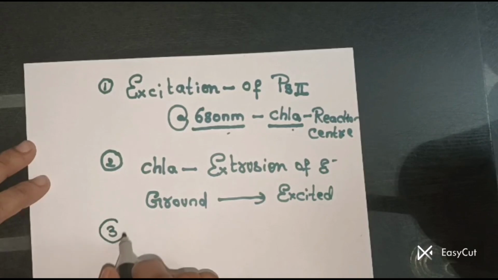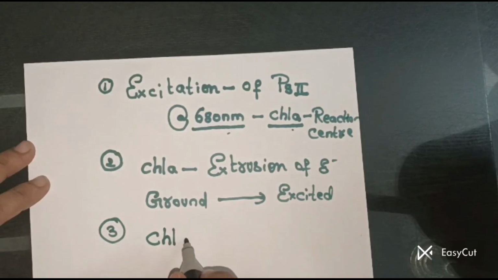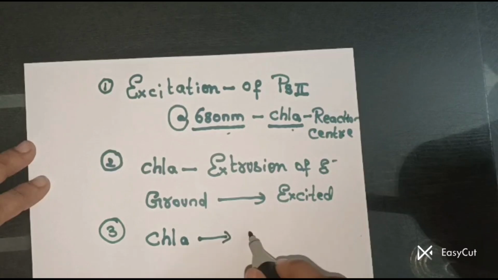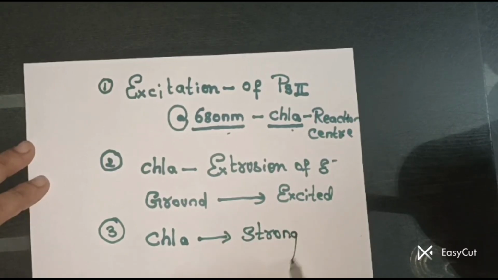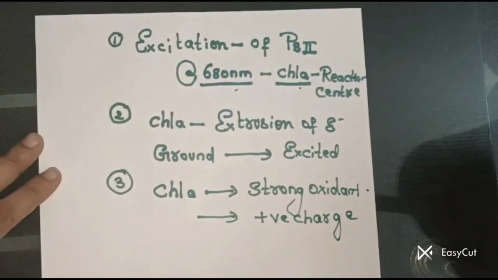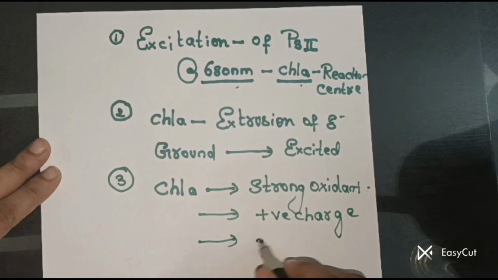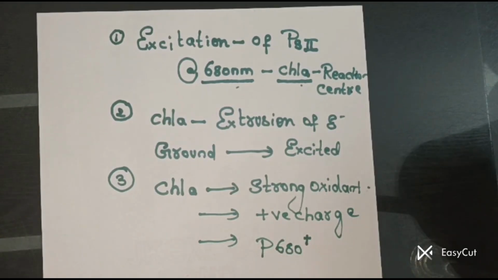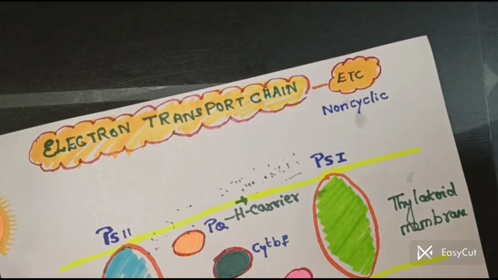After losing the electrons, the chlorophyll A molecule is going to act like a strong oxidant. Then it is going to acquire the positive charge, and I'm going to call it P680 plus. Yes, now it is a strong oxidant. I will show you in a diagrammatic way. Just listen carefully. I'm going to represent here what I have written. Now let's start here.